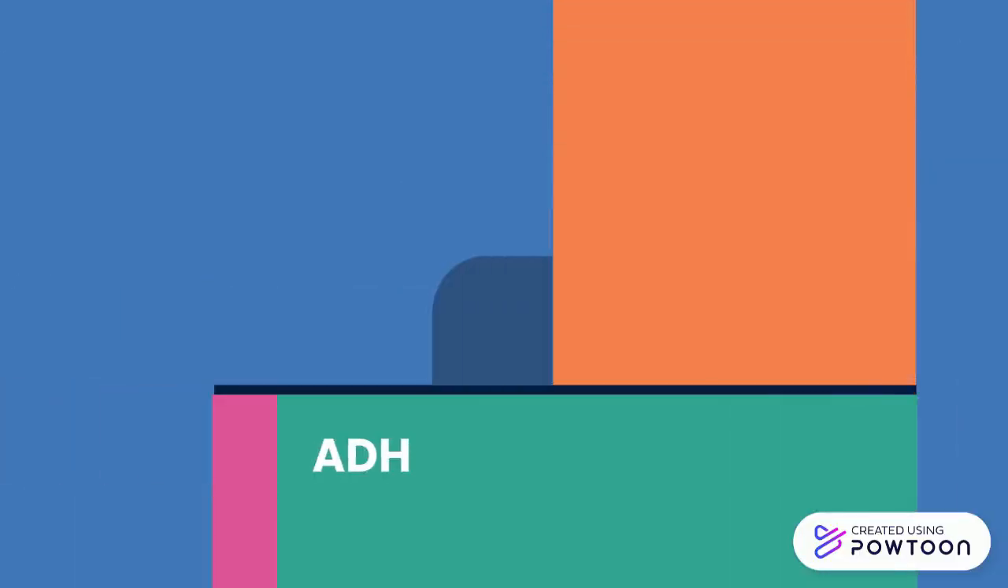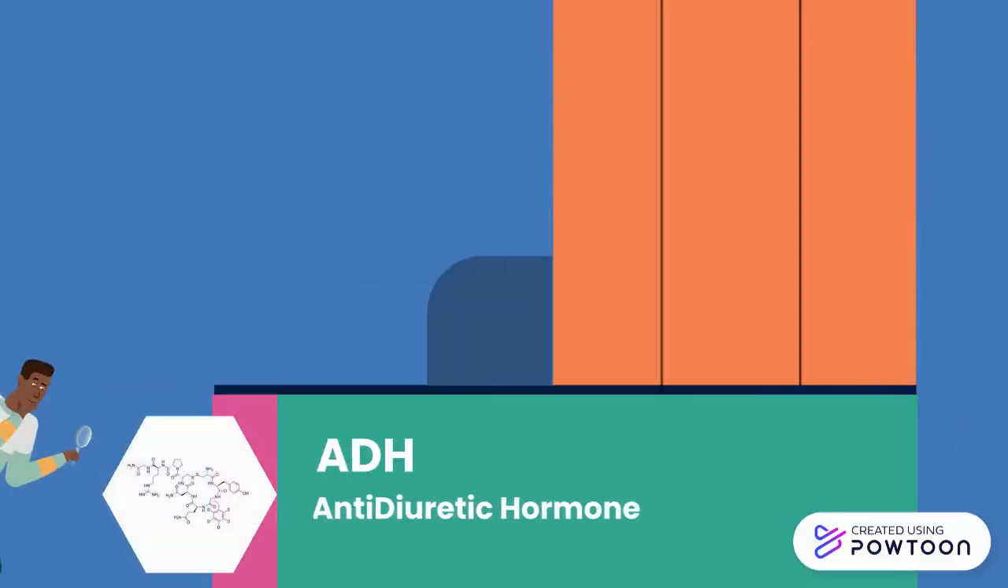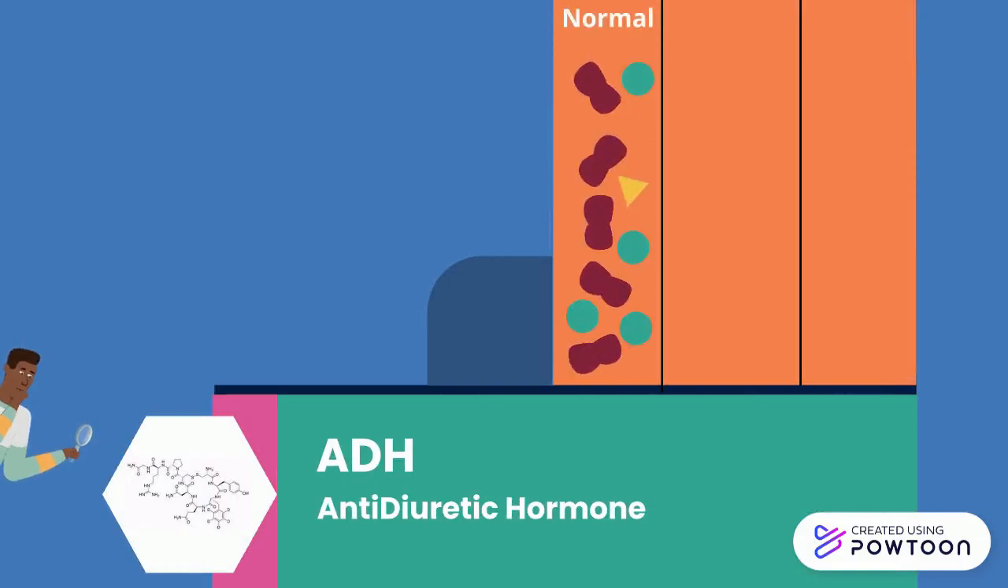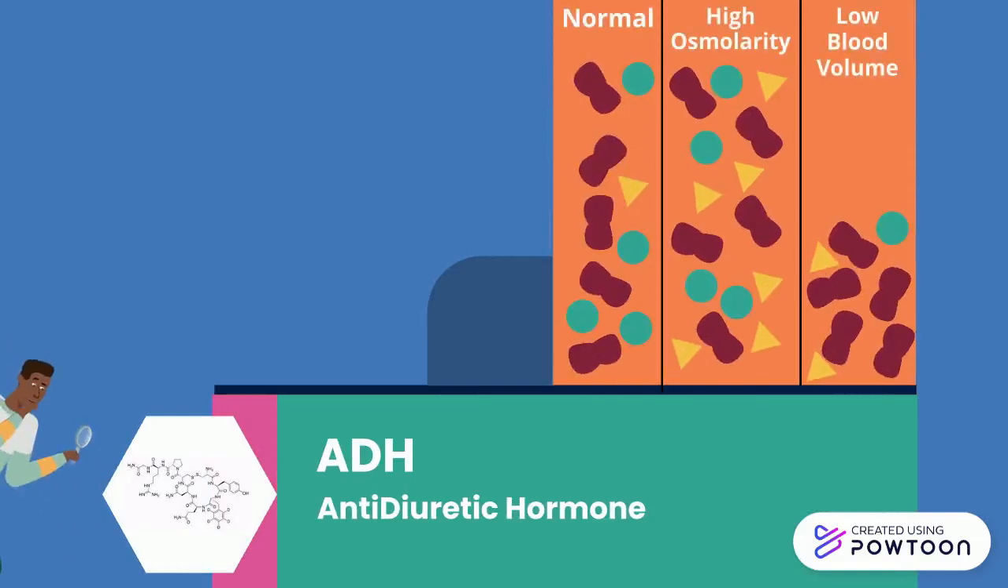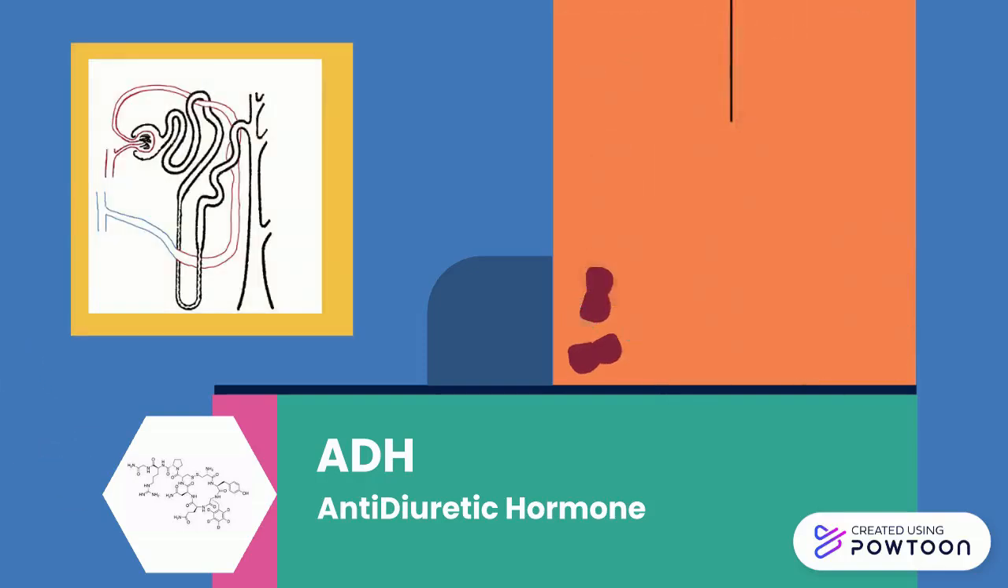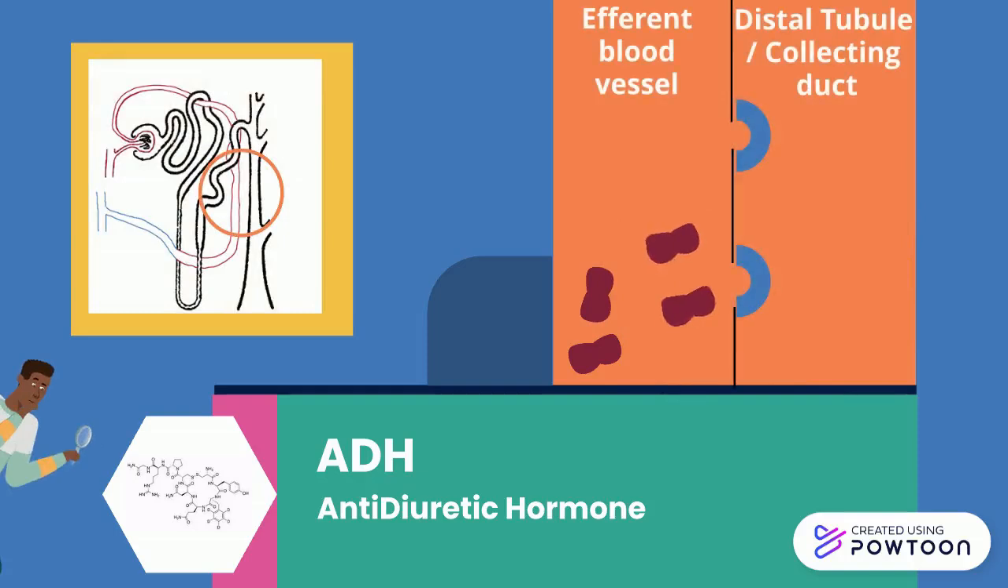Now for today's lesson. ADH is a hormone that is released by the pituitary gland when the body detects high osmolarity or low blood volume. This is done by special cells known as osmoreceptors. ADH then acts to increase the water content and volume of our blood by causing the reabsorption of more water beyond the proximal convoluted tubule. This occurs in the distal convoluted tubule and the collecting ducts of our nephron.